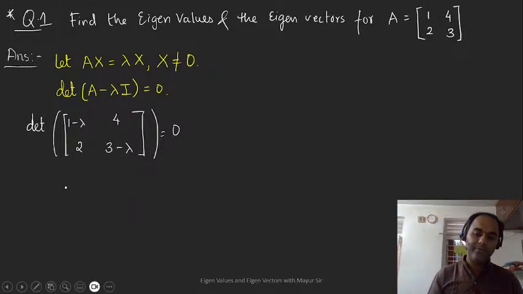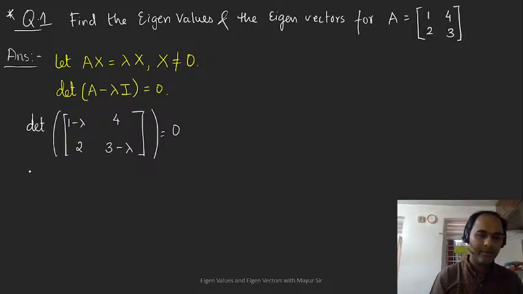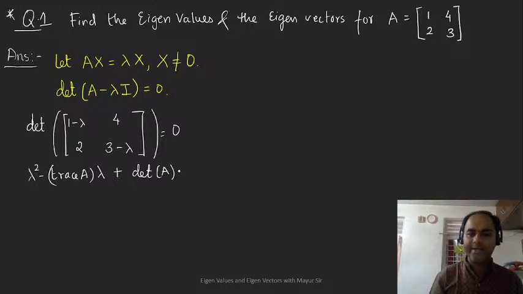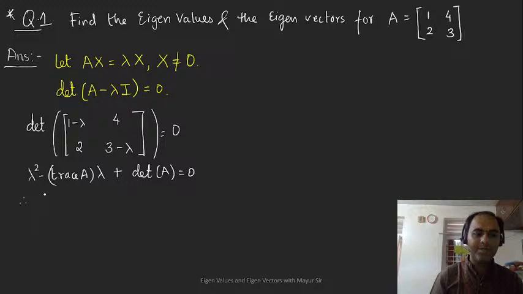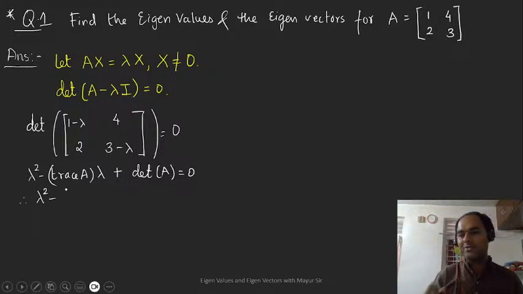Now you use the formula which you have just written down. The formula for the characteristic equation is lambda square minus the trace of A times lambda plus the determinant of A. This can save you from losing marks. So you write down the formula, and you may get some marks for that. Trace A means the total of the diagonal elements.